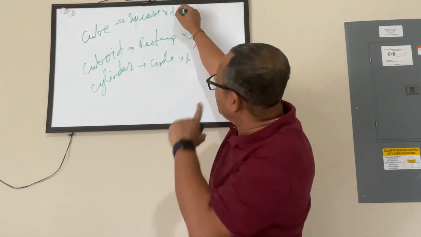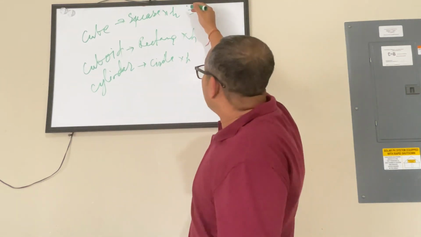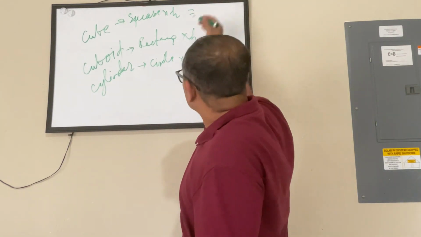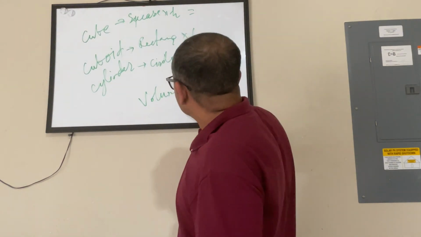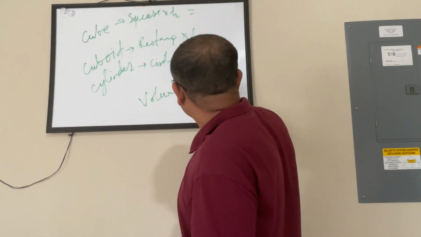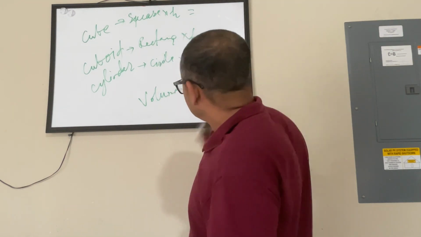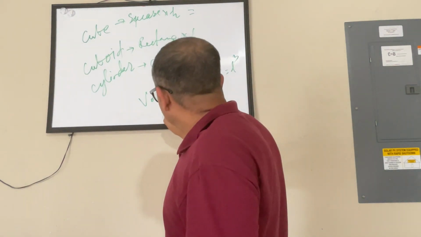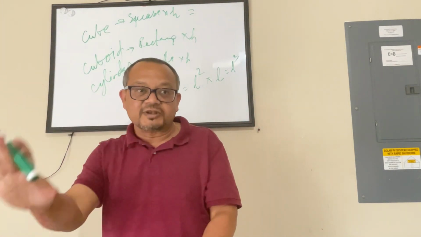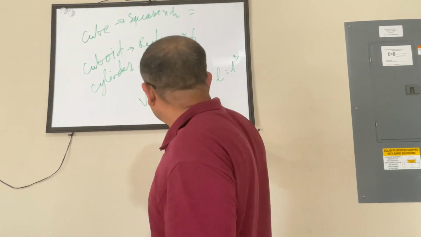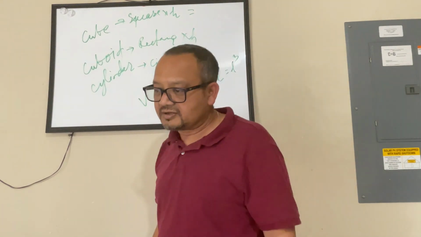In the case of a cube, length, width, and height are all the same. So the volume of a cube is square times height, that is length square into height, and height is also the same for a cube. So length cube. And the surface area of a cube will be 6 times the area of one side because all are the same. So 6 times the area of one side, that is L square.